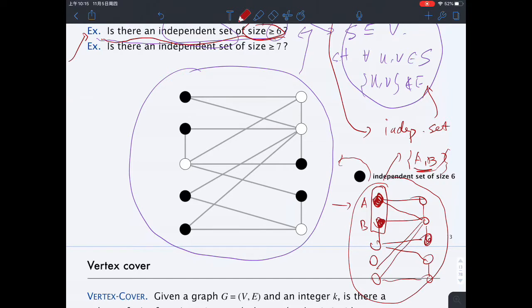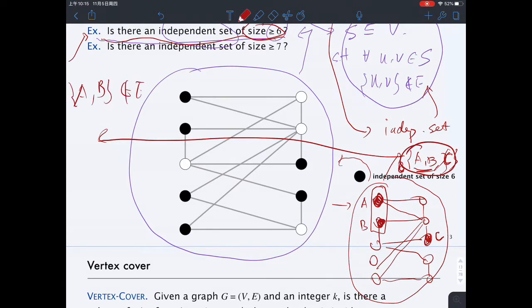For the same reason, if I call this node C and also include C in our set, this set is also an independent set, because AB is not an edge, BC is not an edge, and AC is not an edge. So this is also an independent set.